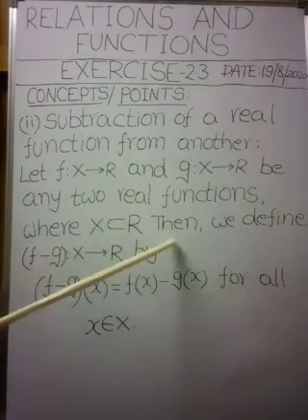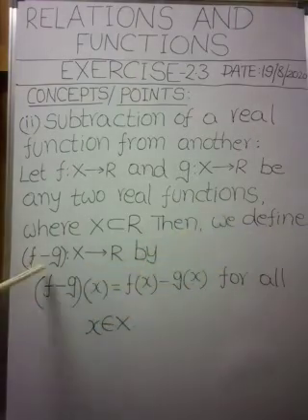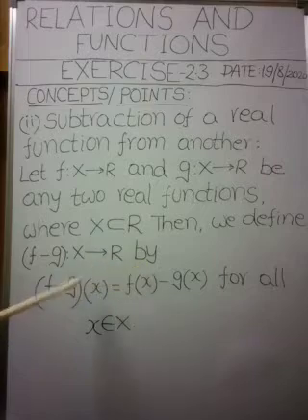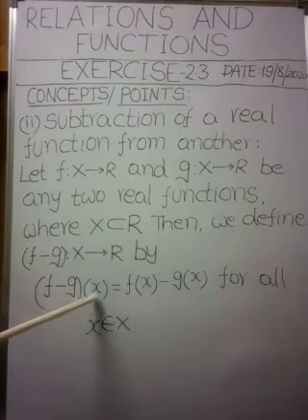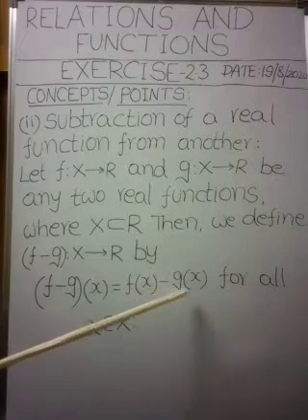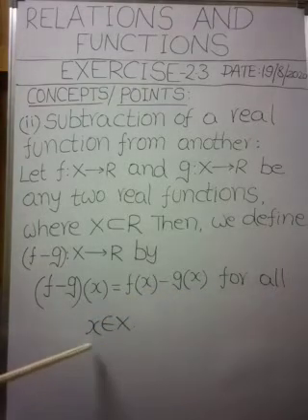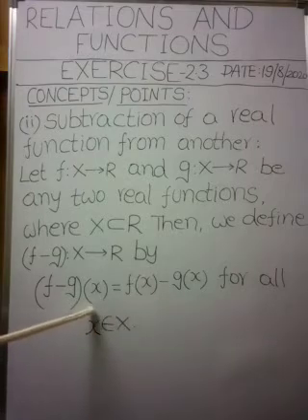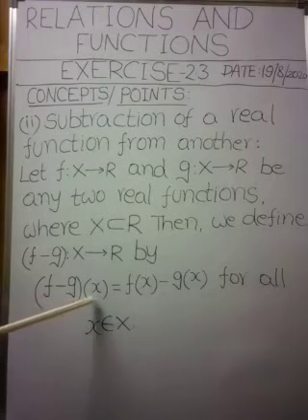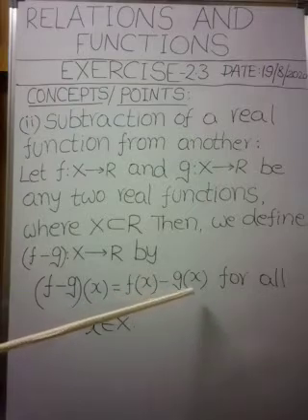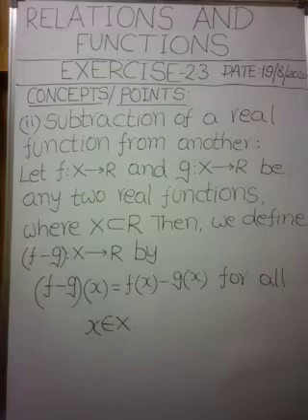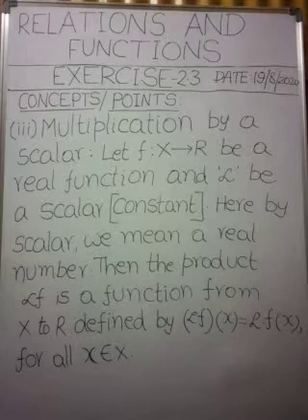Then we define f minus g as a mapping from X to R by (f minus g)(x) equals f(x) minus g(x) for all x belonging to X. This is an important step. (f minus g)(x) is equal to f(x) minus g(x) for all x belonging to X. Understood? Right.